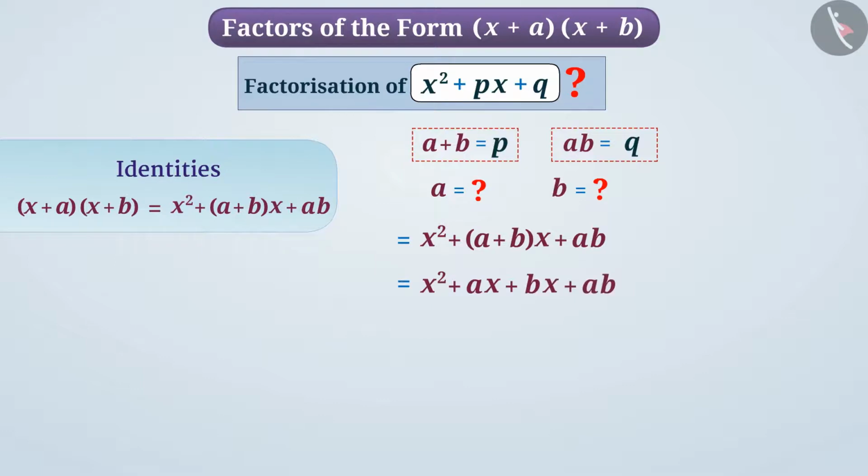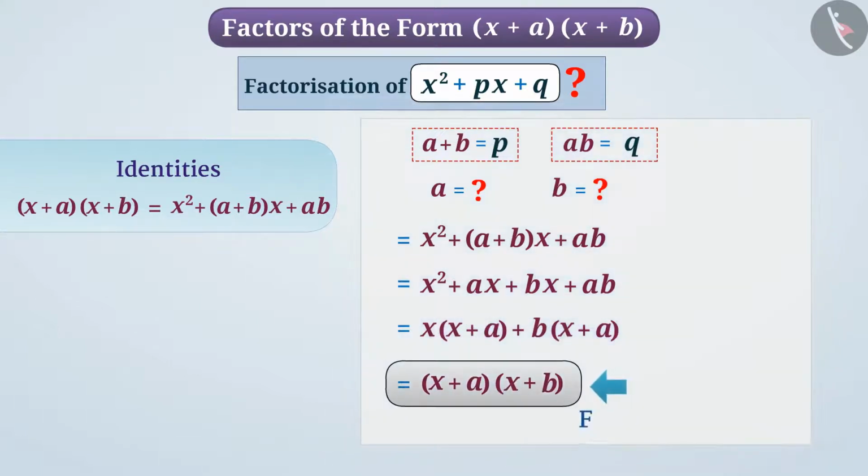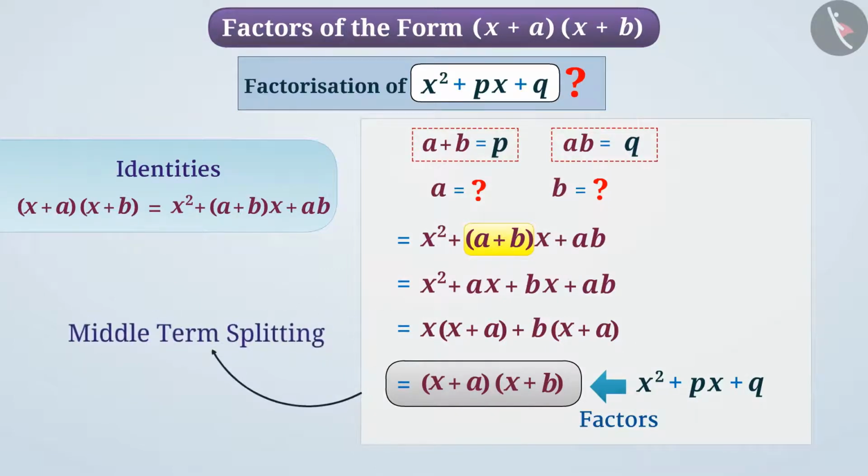With further factorization like this, we will get x into bracket x plus a, plus b into bracket x plus a, which is equal to (x plus a) into bracket (x plus b). These are the factors of x square plus px plus q. In this process, we have split the middle term. Thus, we also understand this process by the name middle term splitting.